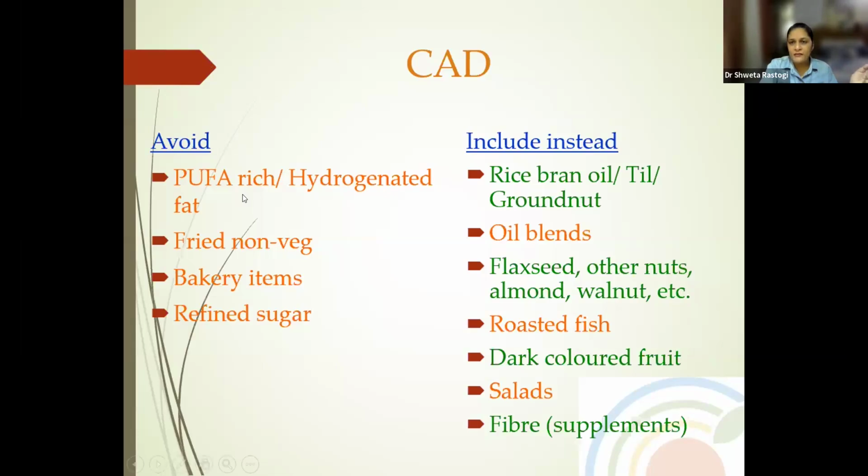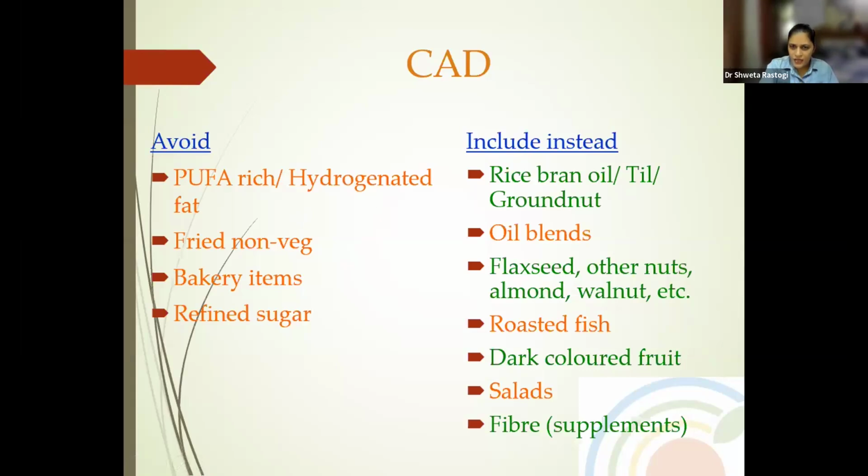Similarly, the oil that he will use will be a PUFA-rich oil. That means an oil such as sunflower or corn oil, which has a number of double bonds. And when it is heated, a lot of hydrogen will sit on it and it will convert into hydrogenated fat. So when you use vanaspatis or hydrogenated fat, this is quite bad and it increases your bad cholesterol. And if the bad cholesterol increases, the chances of heart problems are higher.